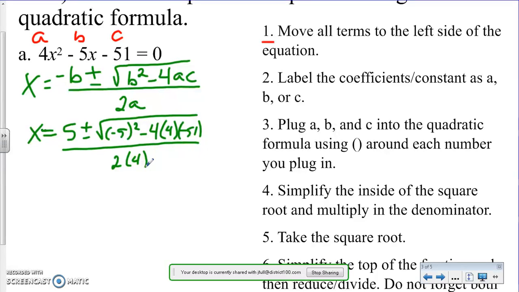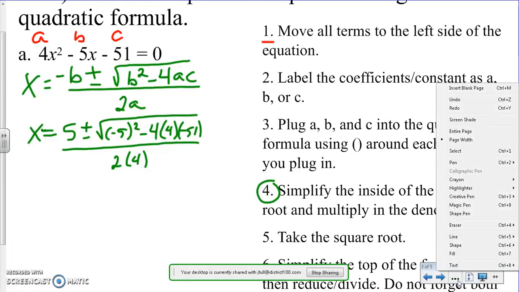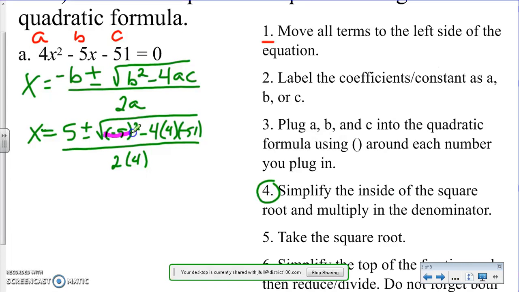Now, when we're simplifying this, there are a couple of steps we're going to follow. We're going to start with step 4 here, and it says to simplify the inside of the square root and then multiply the denominator, all in the same step. So what I'm going to do is take my calculator and type in the negative 5 in parentheses squared minus 4 parentheses negative 51. So all I'm doing is typing this, not the square root part, but everything on the inside of it, into my calculator. And when I do that, I get 841 for an answer.